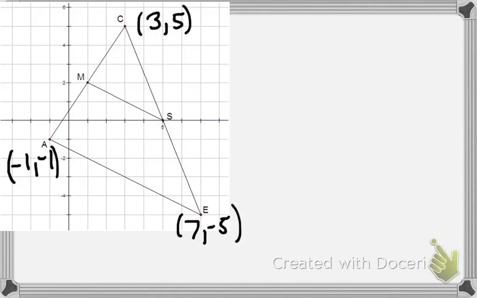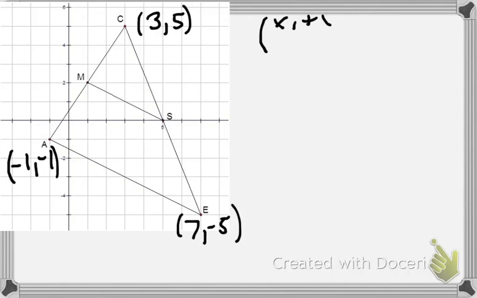Okay, this is example 1, and they gave us the three coordinates. A is -1, -1, C is 3, 5, and E is 7, -5. And it says that M and S are the midpoints. So if they're midpoints, you can look on this graph and get them very fast, but you could also use the midpoint formula. Remember the midpoint formula? You're going to need to remember it for this unit, or this section here.